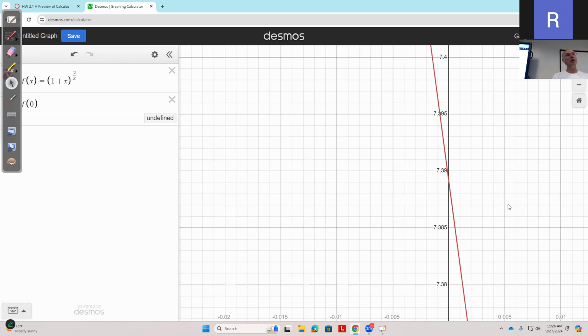Okay, so what am I going to do? I'm going to try to approach it. How might I do that? Well, I'm going to pick a list of x values that are going to 0. So I'm going to try that here. We could also do it in the spreadsheet.